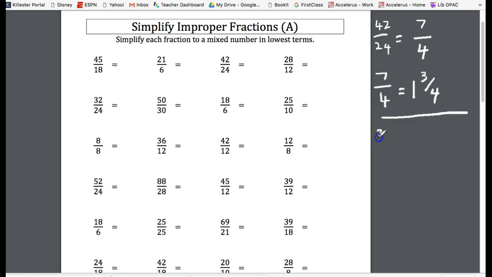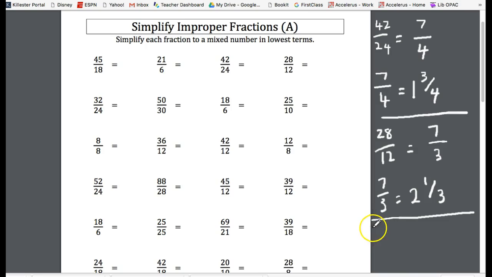And then 28 over 12. Highest common factor? 4. Yes, 4 goes into 28 and 12. So 7 over 3. So we're dealing with 7 over 3 now. How many times does 3 go into 7? It's 2 times. And what do we have remaining? 1. So it's 2 1/3. We'll put it here.